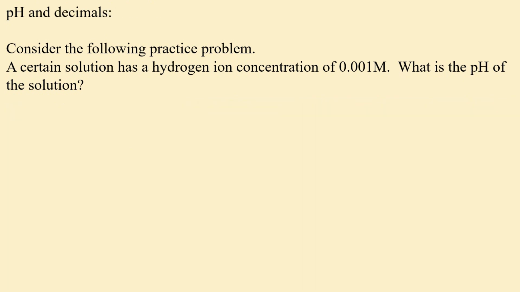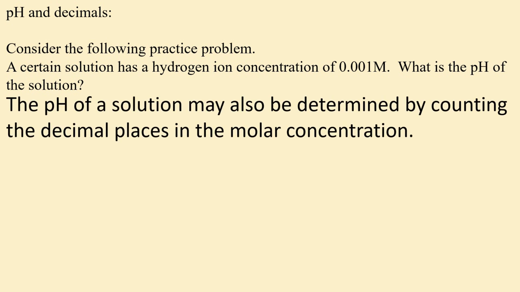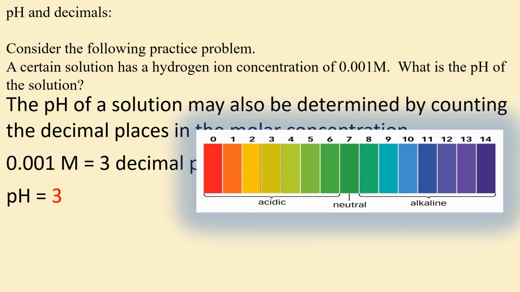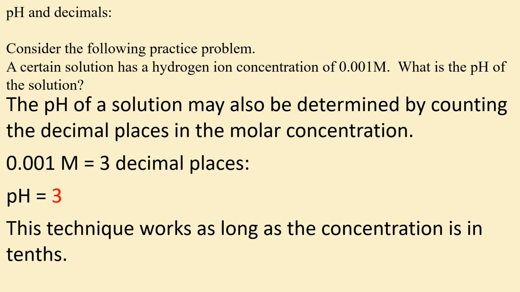pH and decimals. Considering the same practice problem, the pH of the solution may be calculated as follows, where the pH of a solution may also be determined by counting decimal places in the molar concentration. 0.001 molar has 3 decimal places. So the pH will be 3. This technique works as long as the concentration is in tenths.